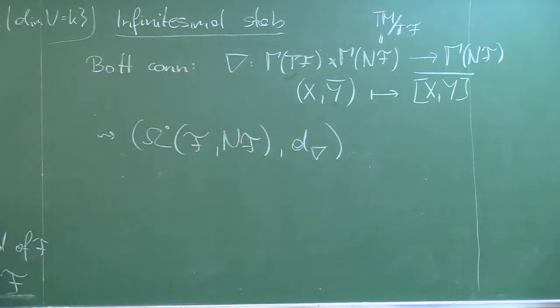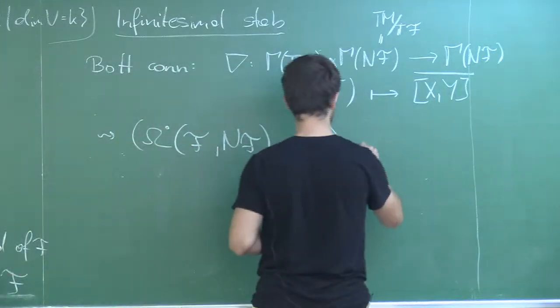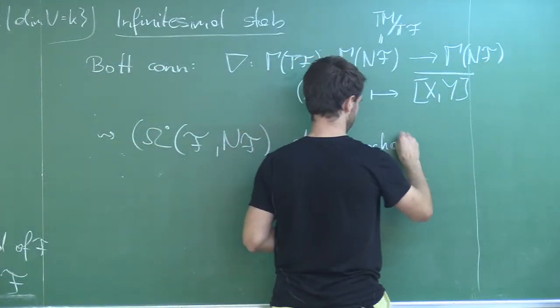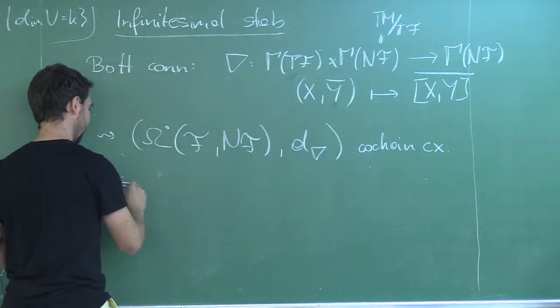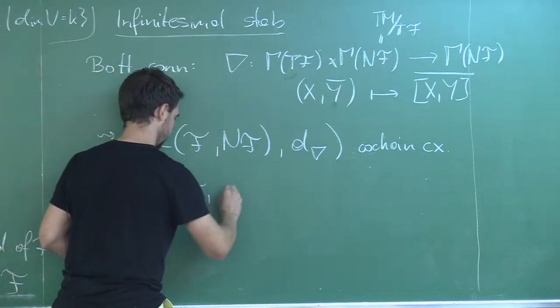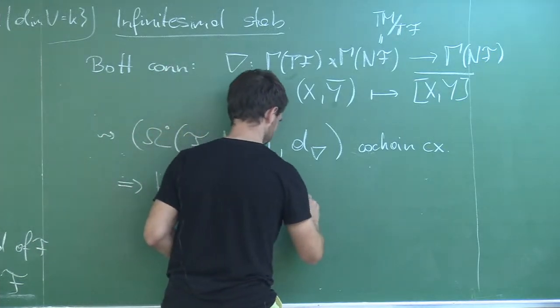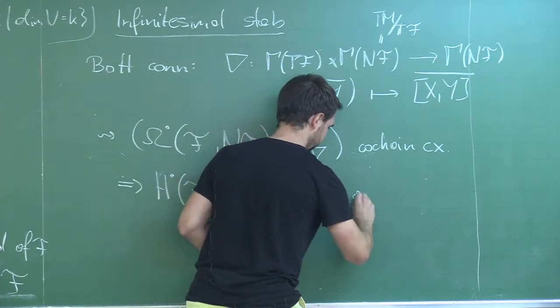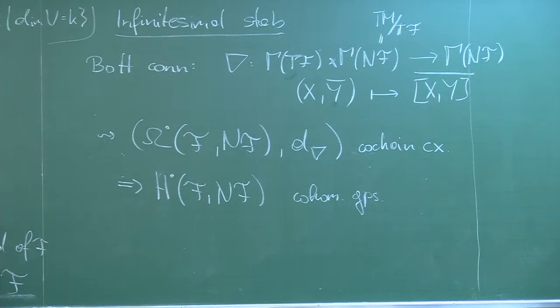This is a flat connection, so we get a representation on the normal bundle, and then we get a cochain complex using the standard formula. Correspondingly, we get the foliated cohomology with coefficients in the normal bundle, the corresponding cohomology groups. Okay. Right, so what we want to understand is infinitesimal stability.